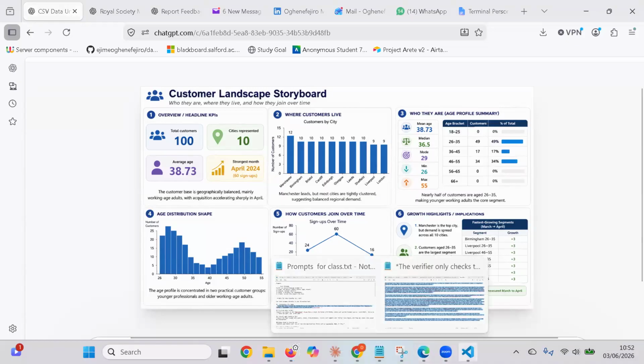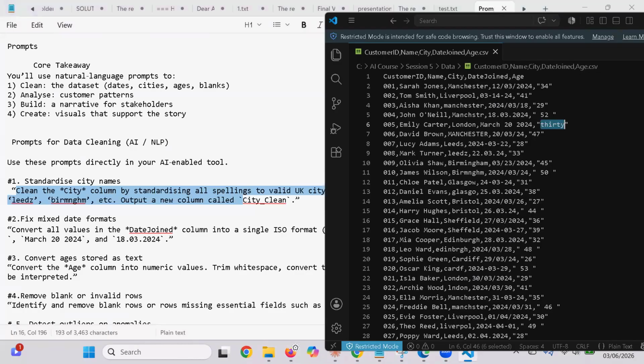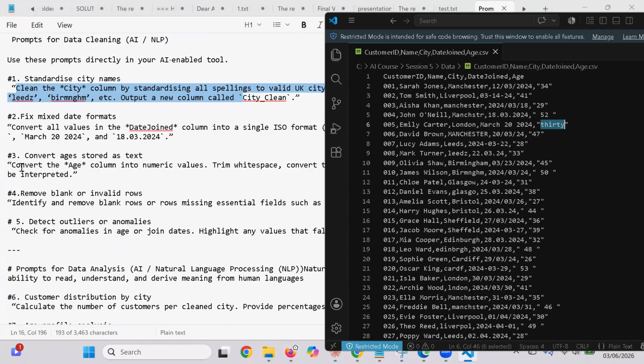Coming up with the prompt is actually from your data. Let's go again. Again, we clean the city. After the city, we saw that the date was not formatted, so we formed another prompt to format the data. We moved forward to the age. We saw that the age was actually text, and we wanted to convert it to a number. That's why we used this third prompt to do that.